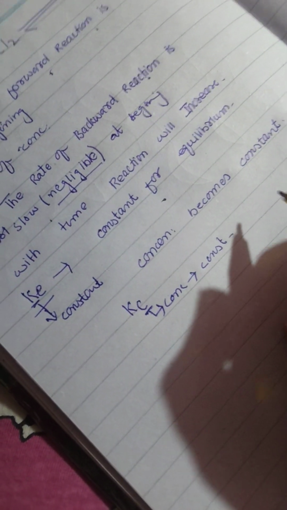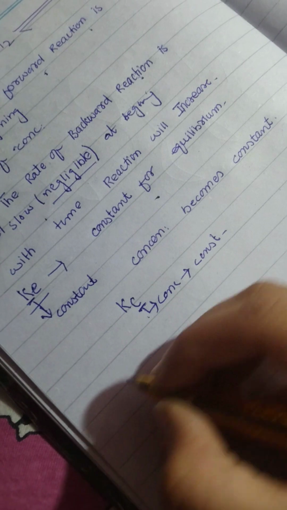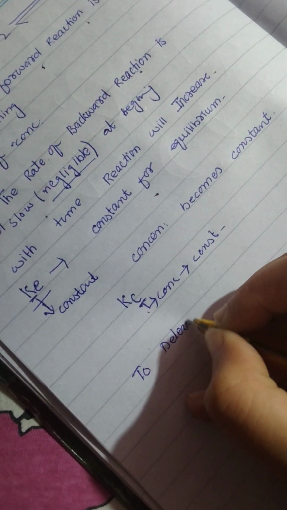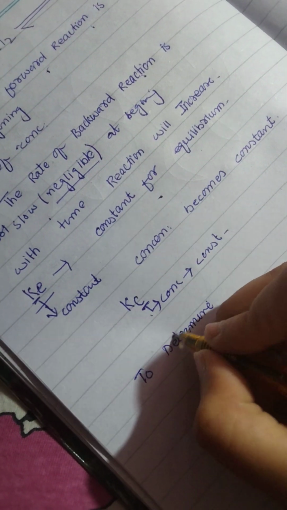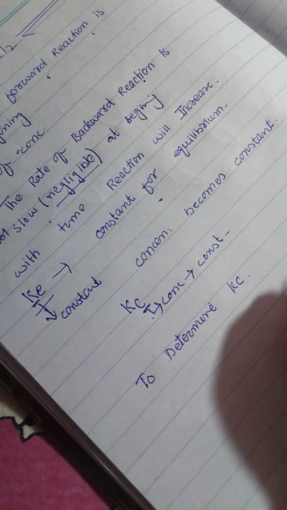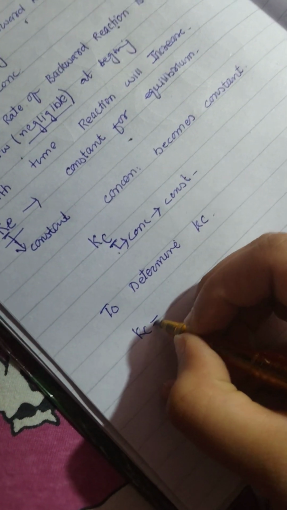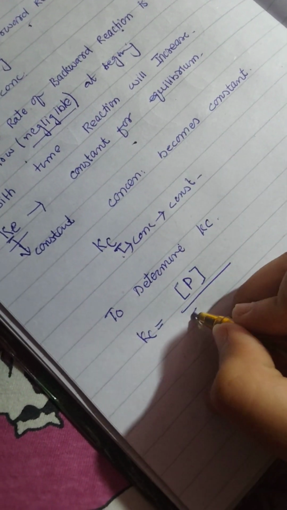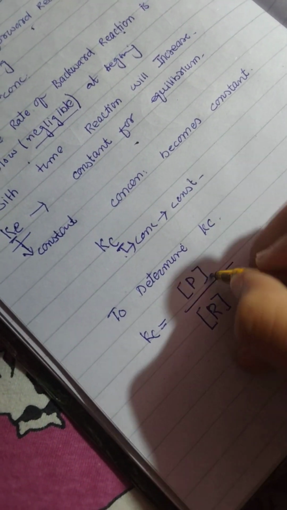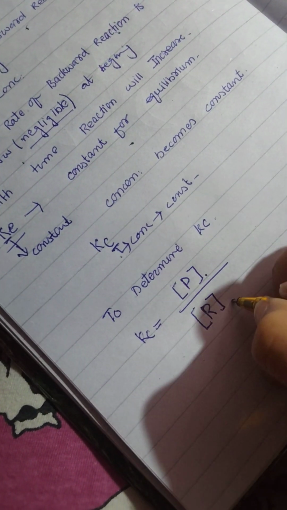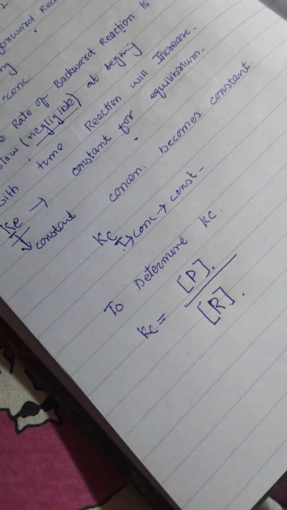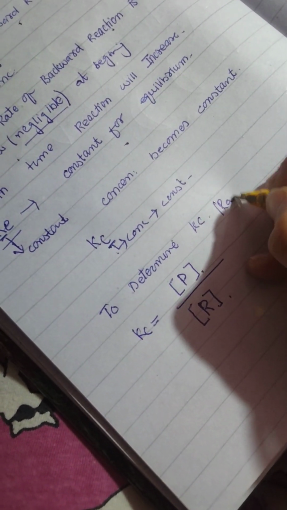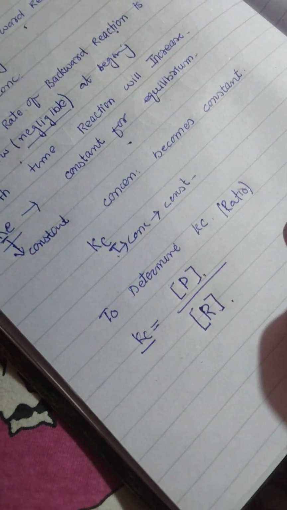There are certain ways to determine Kc. Basically, what is Kc? Kc is a ratio between the concentration of the product and the concentration of the reactant, with the concentration of product as the numerator and the concentration of the reactant as the denominator. Now there are two methods to determine the value of Kc.